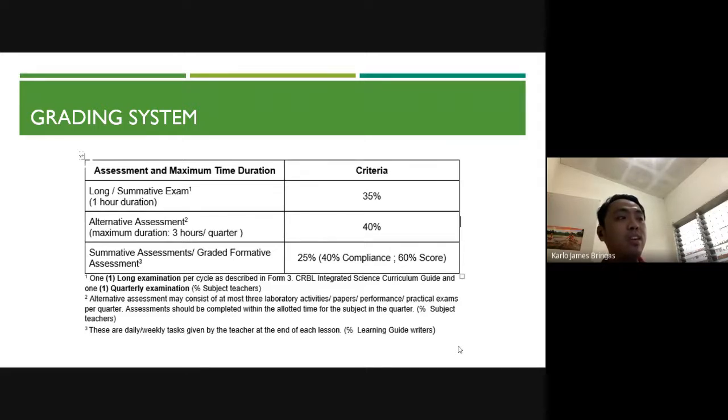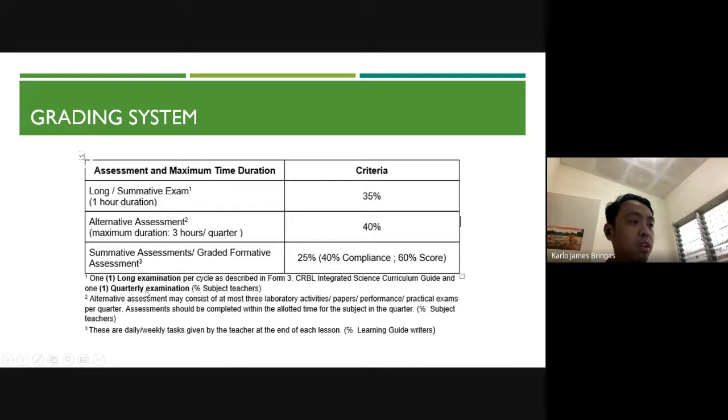And finally, all of our summative assessments and graded formative assessments comprise 25% of our grade as well. So of that 25%, 40% of that goes into compliance, meaning you've submitted the formative assessment. And 60% ng 25% na iyon will go to your actual score.